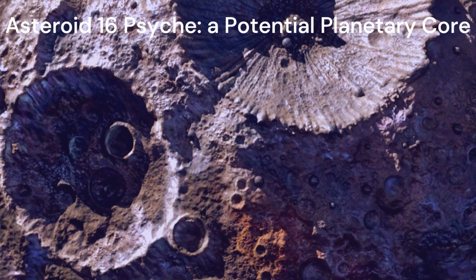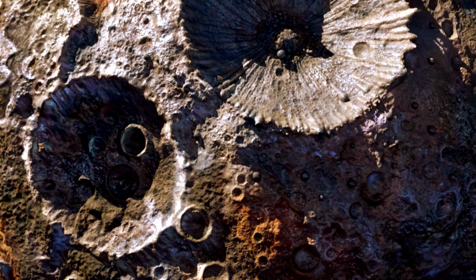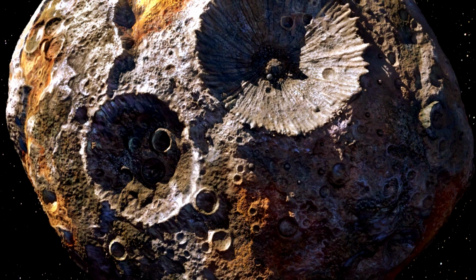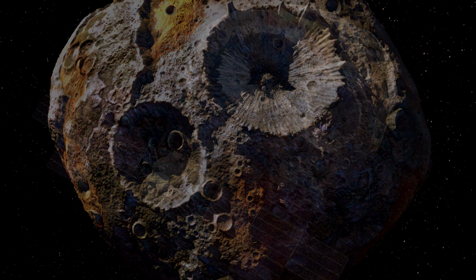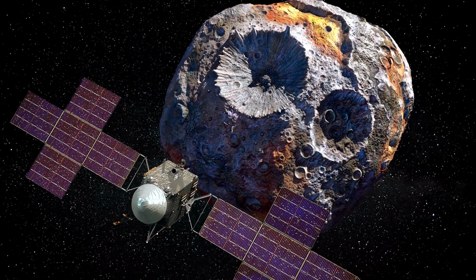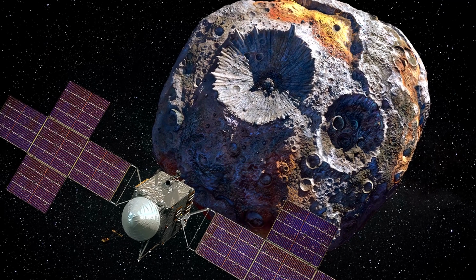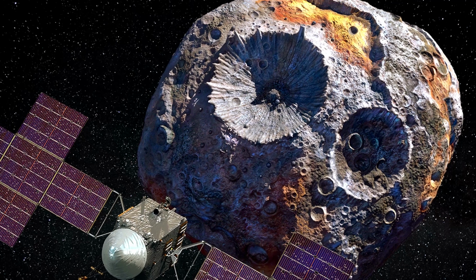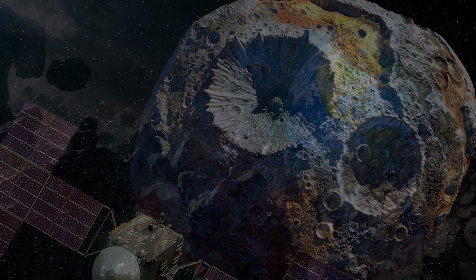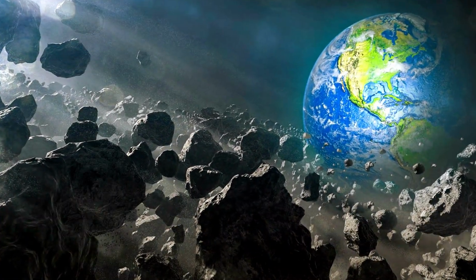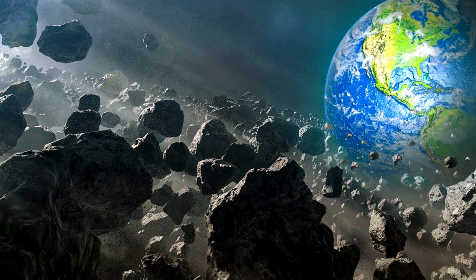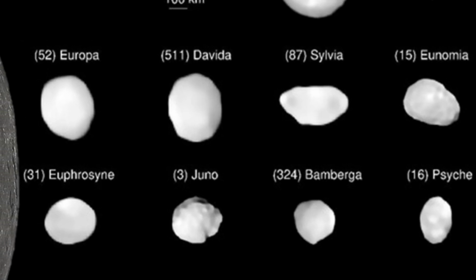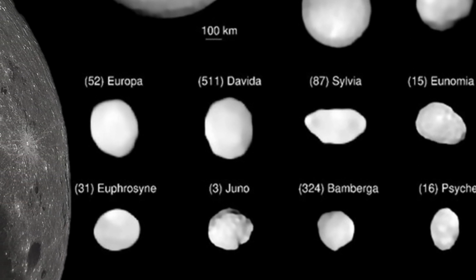Imagine a voyage to a world forged not of rock or ice, but of gleaming metal, a celestial body unlike any we've ever visited. This is the bold ambition of NASA's Psyche mission, a journey to the unique main belt asteroid known as 16 Psyche. This remarkable object, orbiting the Sun between Mars and Jupiter, is one of the largest metallic M-type asteroids, stretching about 173 miles, 280 kilometers, across at its widest point.